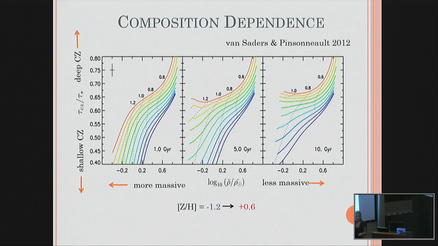So the question is, how well does it work? Is it sensitive, and does it care about systematic uncertainties? And the answer is, it is actually a fairly sensitive probe of composition.